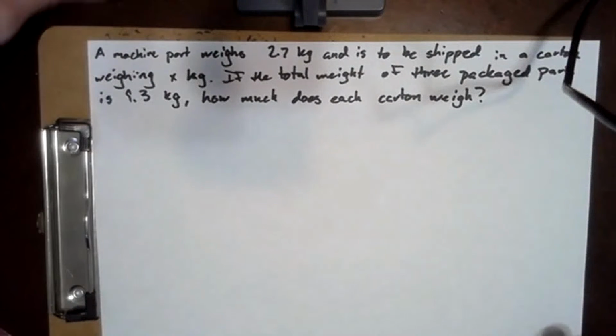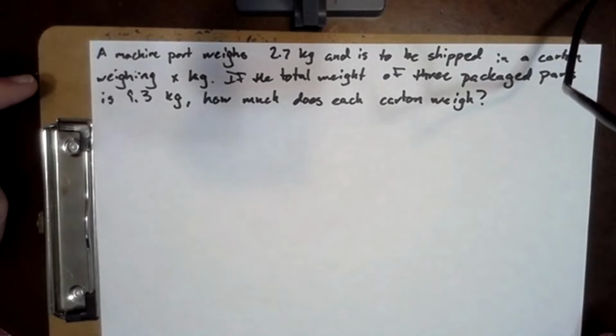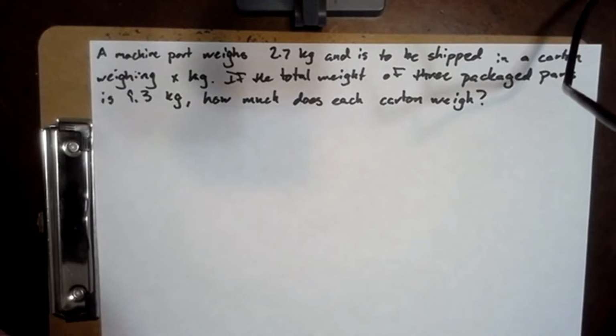Finally, a machine part weighs 2.7 kilograms and is to be shipped in a carton weighing X kilograms. If the total weight of 3 packaged parts is 9.3 kilograms, how much does each carton weigh?